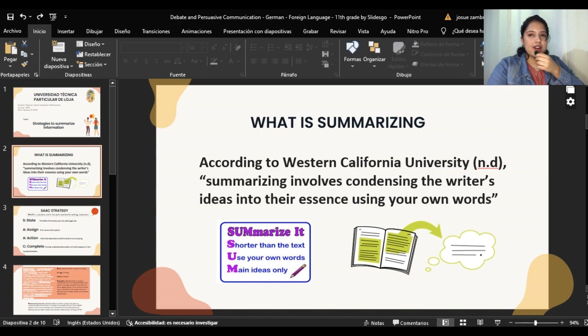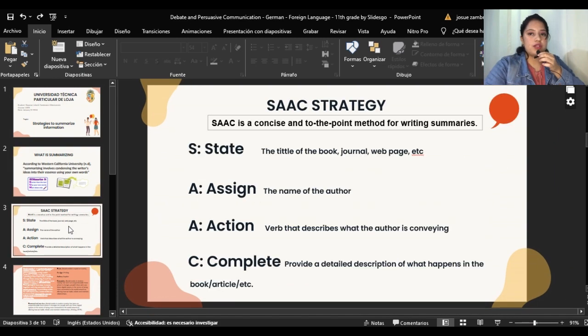Well, what is summarizing? According to Western California University, summarizing involves condensing the writer's ideas into their essence using your own words. How is summarizing different from paraphrasing? Paraphrasing is not about condensing, and it does not take only the most important words of the author. Summarizing, on the other hand, should be shorter, taking the most important points and being a condensed version. Those are the differences between these two strategies.